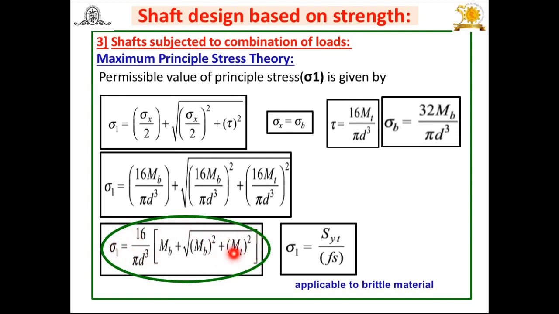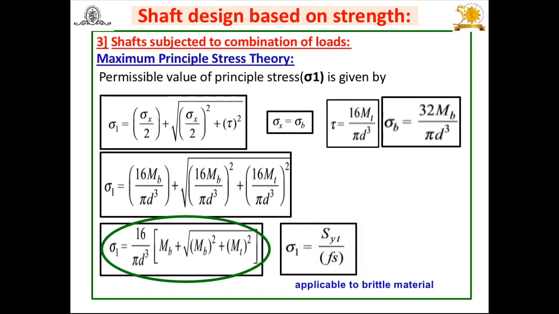This is the expression to find out the diameter of the shaft based on the maximum principal stress theory. But this equation is applicable to brittle material. When shafts are made up of brittle material, you can use this equation to find out the shaft diameter. But here sigma 1 is equal to the permissible stress, that is SYT upon FOS.